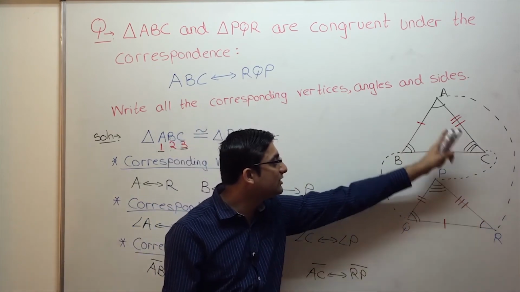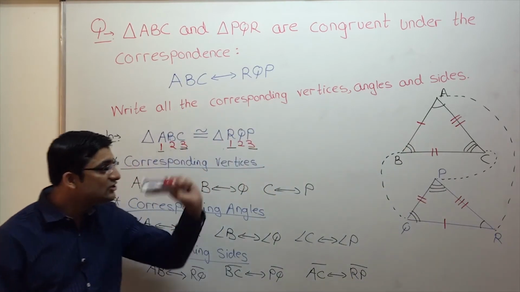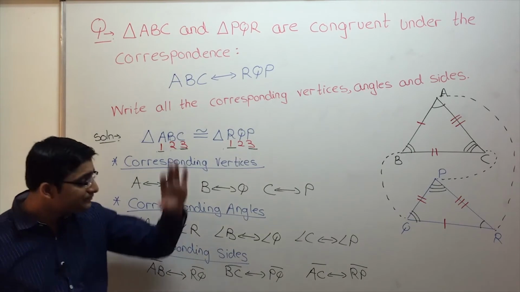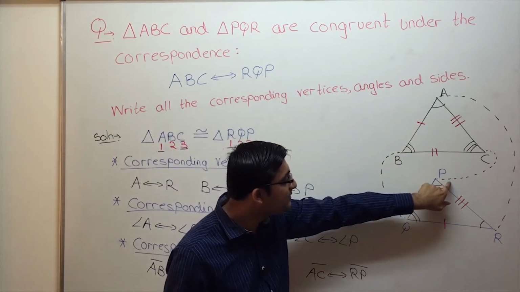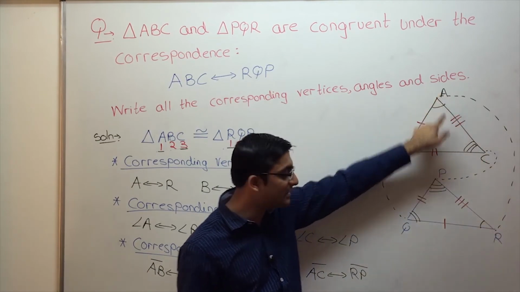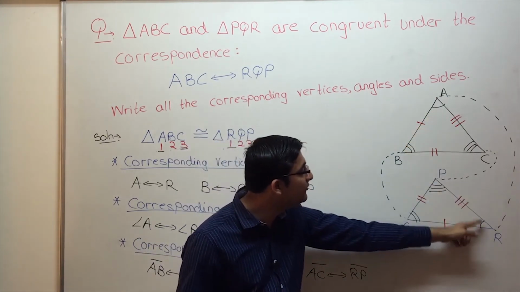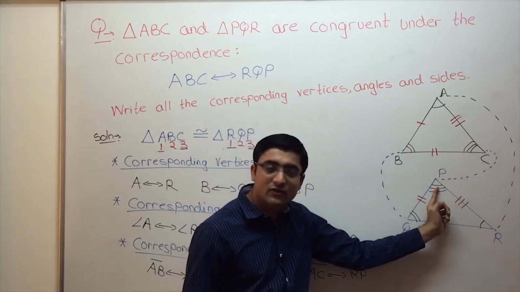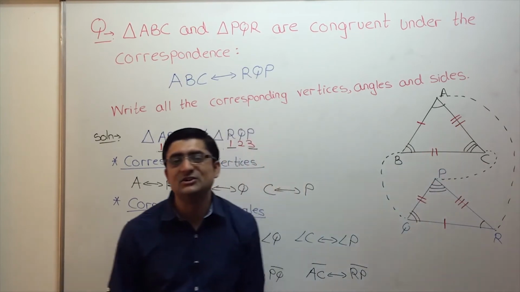So corresponding vertices, corresponding angles, and corresponding sides. This is how you have to solve such type of questions. Do draw your figure, and do mark it like this. For corresponding vertices, make a dashed line: P corresponds with C, R corresponds with A, Q corresponds with B. For corresponding angles, use the same symbol for equal angles. And for corresponding sides, use the same symbol for equal sides.